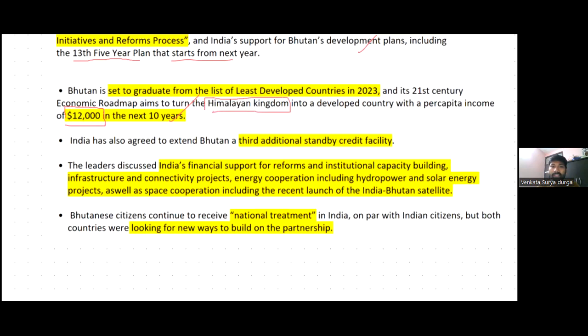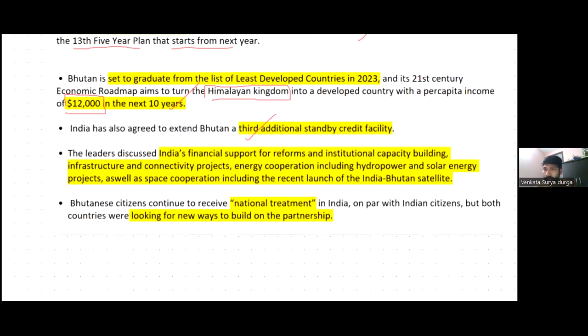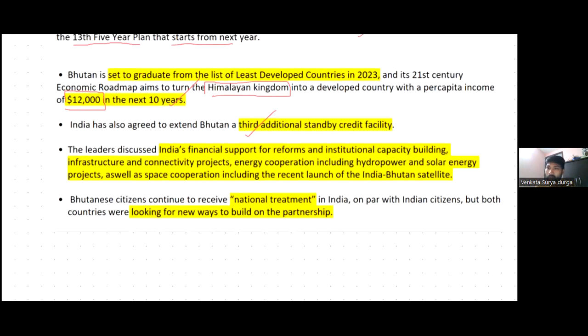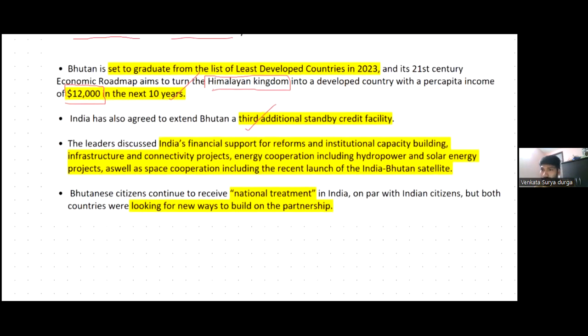India has also agreed to extend Bhutan a third additional standby credit facility. India extends lines of credit to its neighboring countries, and as part of the neighborhood first policy, India is ready to extend the third additional standby credit facility to Bhutan. The leaders also discussed financial support for reforms, institutional capacity building in Bhutan, and infrastructure connectivity projects.